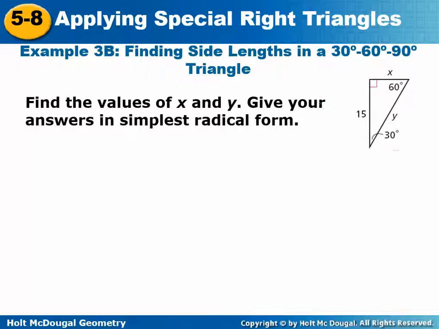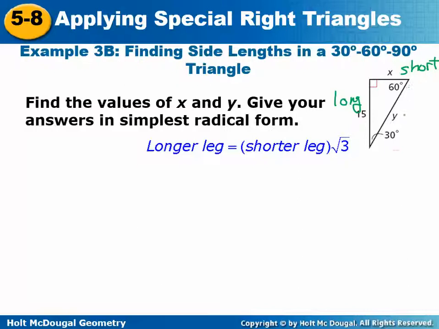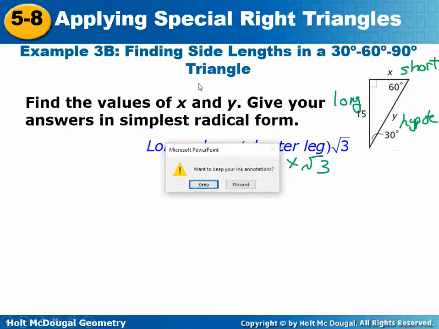In this one, we know the short leg is x. That doesn't help us much. We know the long leg is 15, and the hypotenuse we don't know at all. All right, so the long leg is equal to the short leg times the square root of 3. The short leg is x. The long leg is 15. So we have 15 equals x times the square root of 3. Now you have to find x.